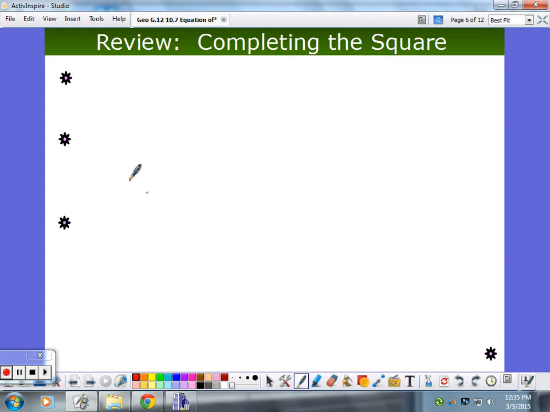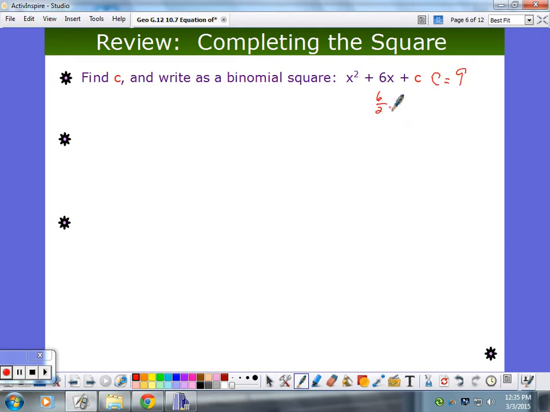This review should be easy now because we've been through this. This one's not on your paper, so we're just looking up at the board. If you've got x squared plus 6x plus c, and I want a perfect square trinomial, what should c be? Yeah, Moss? 9. Tell me how. Right, that's 3. And then you do 3 squared. That's how we get 9. So it's really x squared plus 6x plus 9.